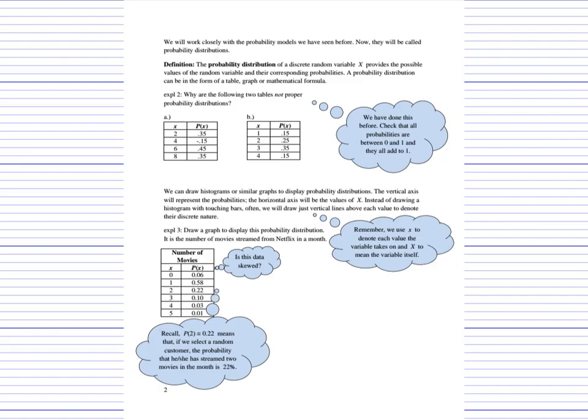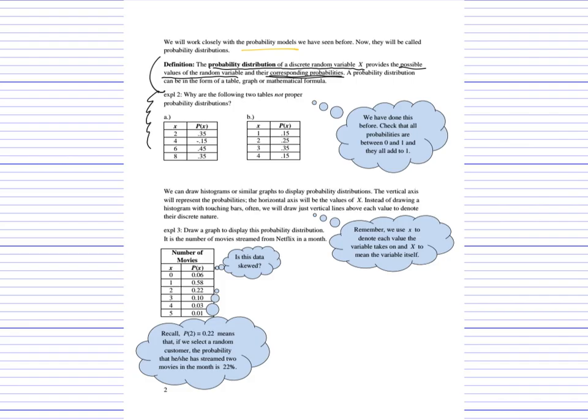Back in an earlier chapter, we talked about probability models. Now here we're going to talk about probability distributions. It really is the same thing we talked about before, but we are going to say the probability distribution of a discrete random variable x provides the possible values of the random variable and their corresponding probabilities. You'll usually see this in table form, but you very well could see an actual equation or even a graph. But usually you'll see tables like what we have down here.